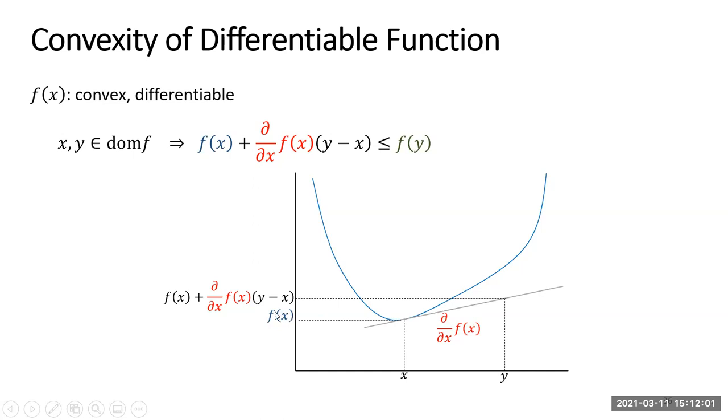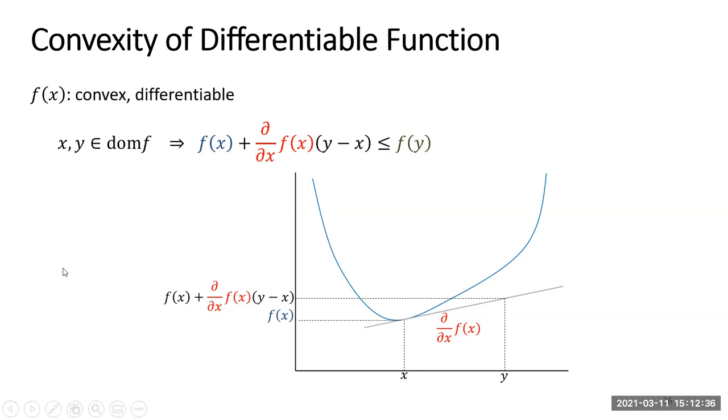And this is f of x. So this here, which is this gap plus f of x, is this: f of x plus slope times y minus x. Okay. And so this is this point here: f of x plus partial over partial x of f of x times y minus x. So this is the left-hand side of this inequality, this here.